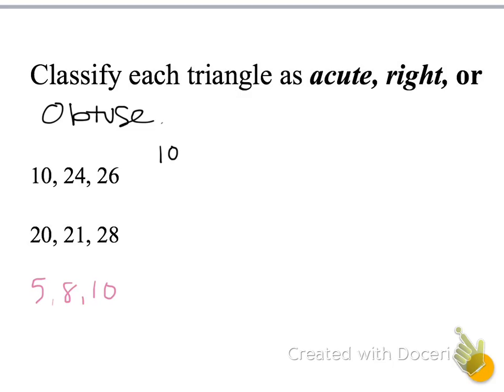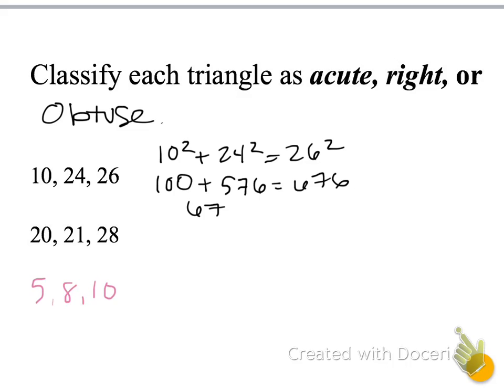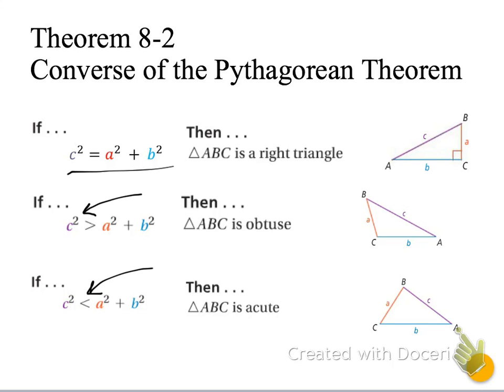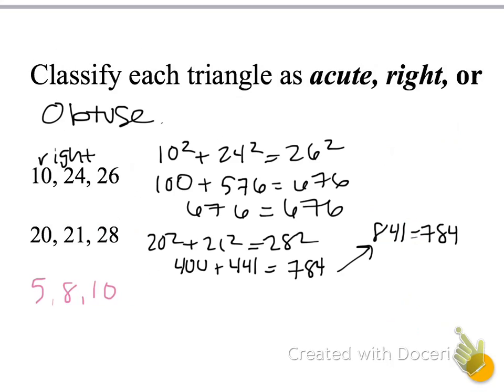So we're going to do 10 squared plus 24 squared equals 26 squared. So 100 plus 24 squared is 576. 26 squared is 676. So 676 is equal to 676. If they're equal, then it is a right triangle. So this one is a right. Now 20 squared plus 21 squared equals 28 squared. I'm going to simplify this real quick to see what we get. In this situation, my a squared plus b squared is larger. So I need to look at the one that is larger. So this is an acute triangle.